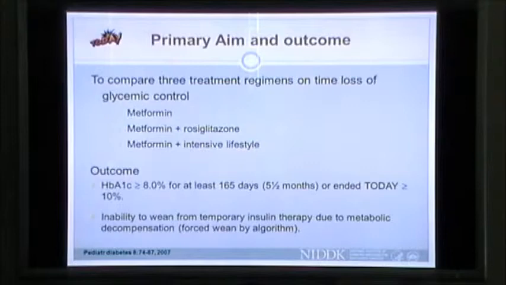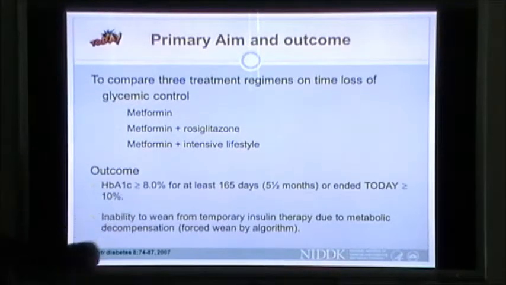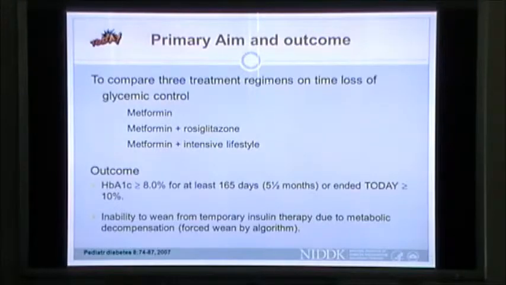And what we looked at was a glycemic outcome. The outcome, what we call failure or loss of glycemic control, was a hemoglobin A1C greater than 8% for at least 165 days, or we got to the end of the trial and the kid's A1C was 10% and he wasn't going to get better in a few months. Or the inability to wean from temporary insulin therapy that was started due to acute metabolic decompensation.